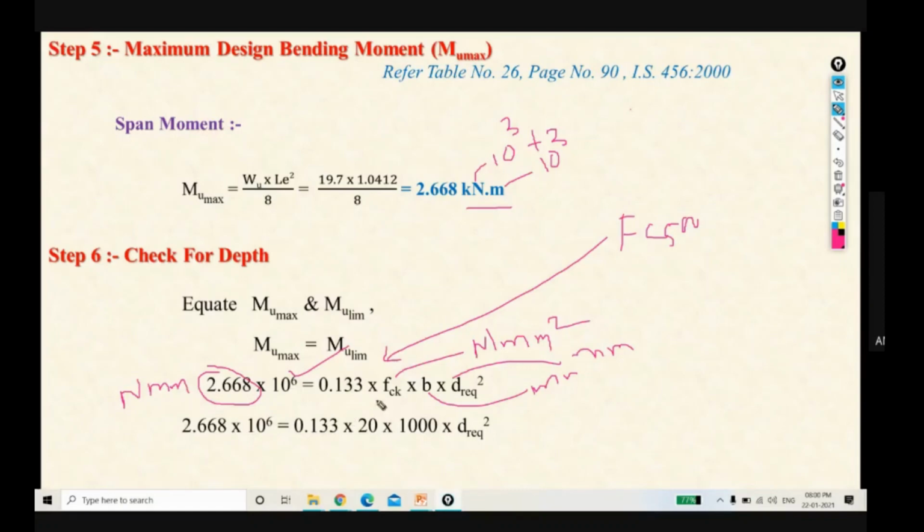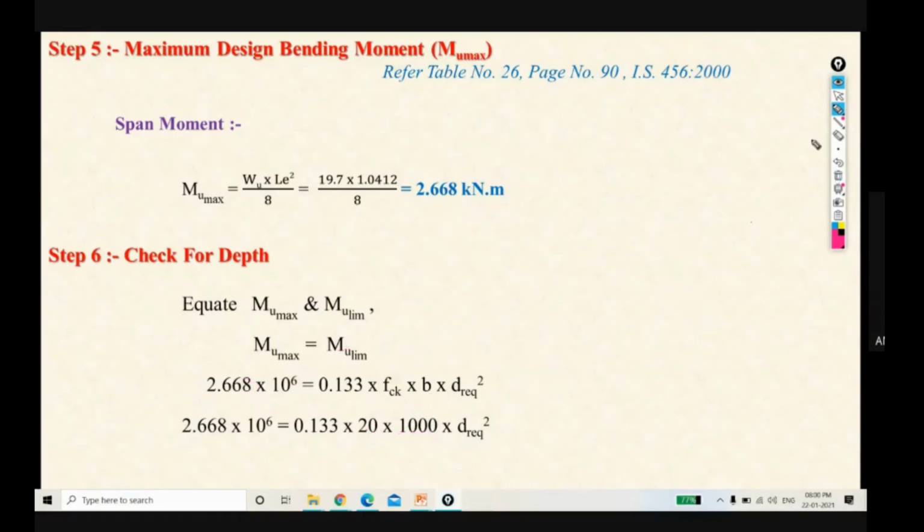It is equal to 0.38 FCK, where FCK is 20 because we have assumed M20 grade of concrete. So that 20 indicates the characteristic strength of concrete. Width: we have considered a 1 meter strip. So width is 1 meter, convert in mm, that is 1000, into D required. So just solve this equation.